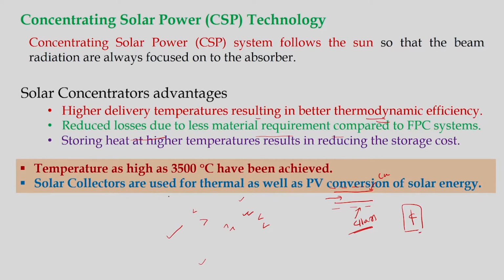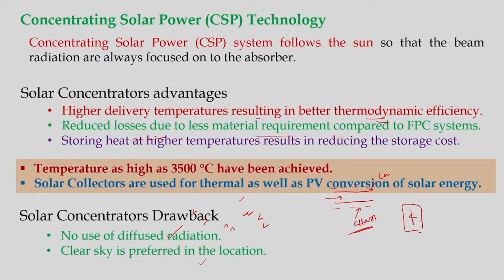These solar collectors are used for thermal as well as PV conversion of solar energy. There are some drawbacks, like we cannot employ diffuse radiation for energy conversion. Only beam radiation is applied in case of CSP, and that is why we need a clear or cloudless sky for installation of this kind of device.